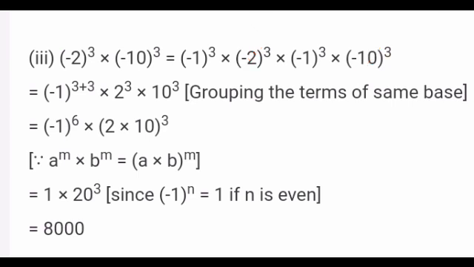The power is the same, so we can multiply the base. (2 into 10)^3. (-1)^6 is plus 1. 2 into 10 equal to 20, 20^3. 20^3 is 20 into 20 into 20 equal to 8,000.